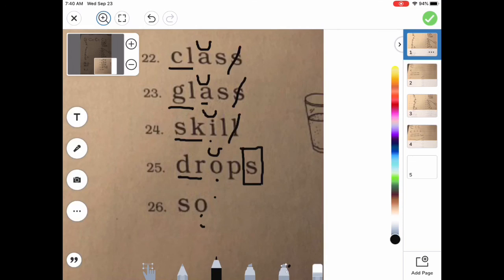On number 26, where's our vowel? The O, but look what happens. It's empty behind it, so that vowel has to be long. So then we would say S-O, so. So our words are class, glass, skill, drops, and so. So which word matches our picture? That's right, that's the glass.